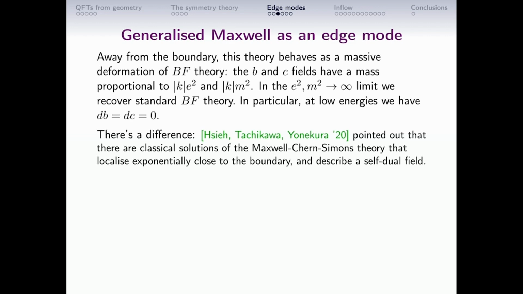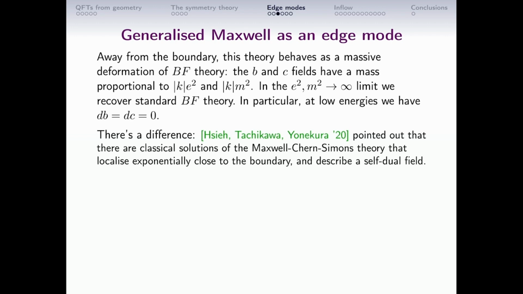Okay, but there's something interesting. Here I'm happy to be corrected. This paper by Sieta Chikao and Yonekura is the first paper I know where it's said, although I'm sure other people knew this before, that there are classical solutions of Maxwell-Chern-Simons theory that localize exponentially close to the boundary.